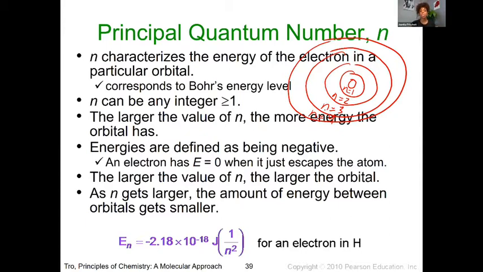Energies are typically defined as being negative. And remember, when we have a transition from a higher to a lower energy level, we'll be releasing energy in the form of light. The larger the value of n, the larger the possible orbitals can be. It's also important to note that as you go higher and higher, the amount of energy between each orbital gets smaller. And you can actually calculate the energy associated with an electron using the equation found below.